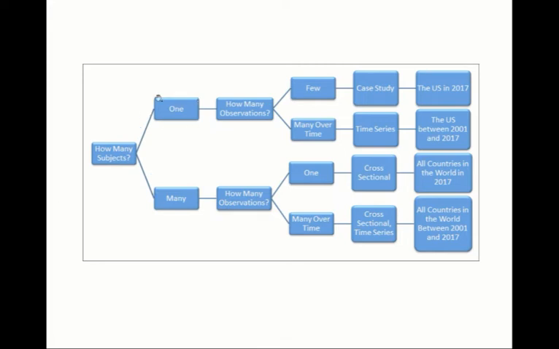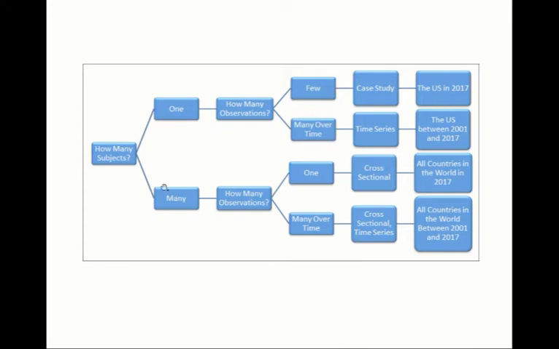If your variable only applies to one subject, but you have multiple observations for that subject over time, then you have a time series variable. An example of this would be studying democracy in the U.S. between 2001 and 2017. There would only be one subject, the U.S., with multiple observations between 2001 and 2017.